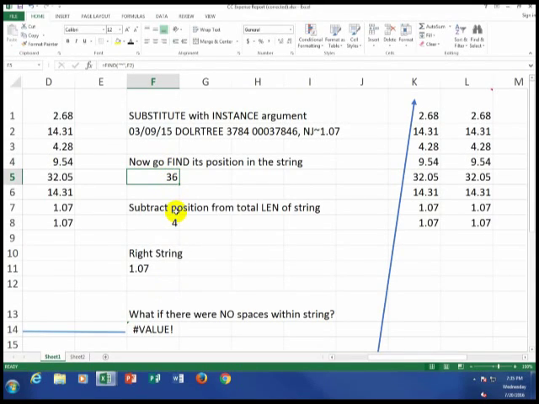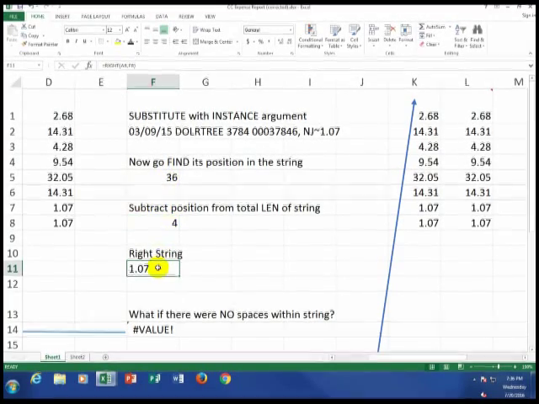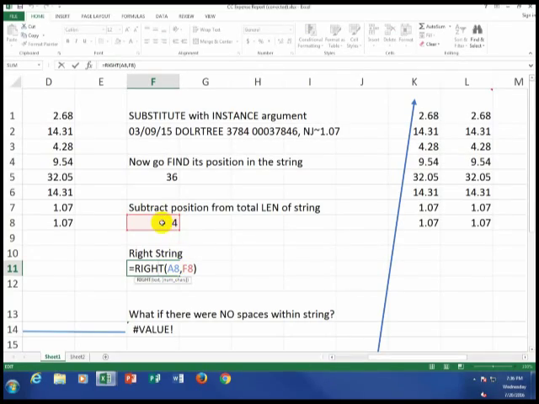We subtract the position from the total length of the string. So if I look at my original string, which is cell A8, which you can't see, and subtract where the find found it, that gives me the fourth position. The right function takes the original string, referring back to the number 4, and takes that number of characters, which gives me the 1.07.